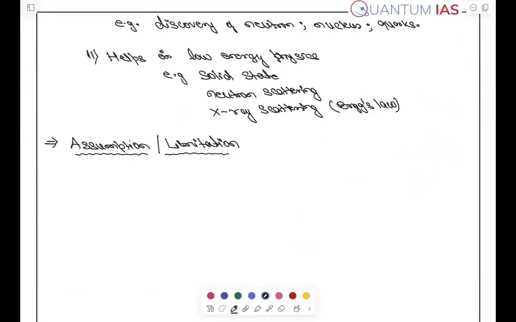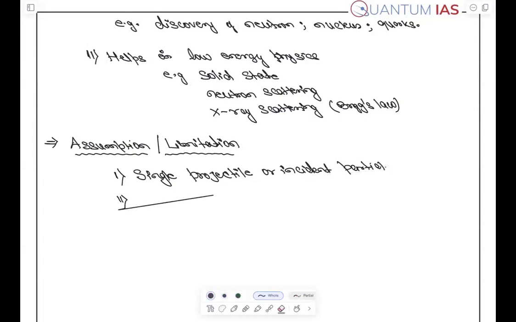There are various assumptions and limitations. First thing, although we are understanding it in terms of this, we will write it for a single projectile or incident particle. Second, because we will now see cases, in all of the cases you have to assume these assumptions. Second, single target particle.